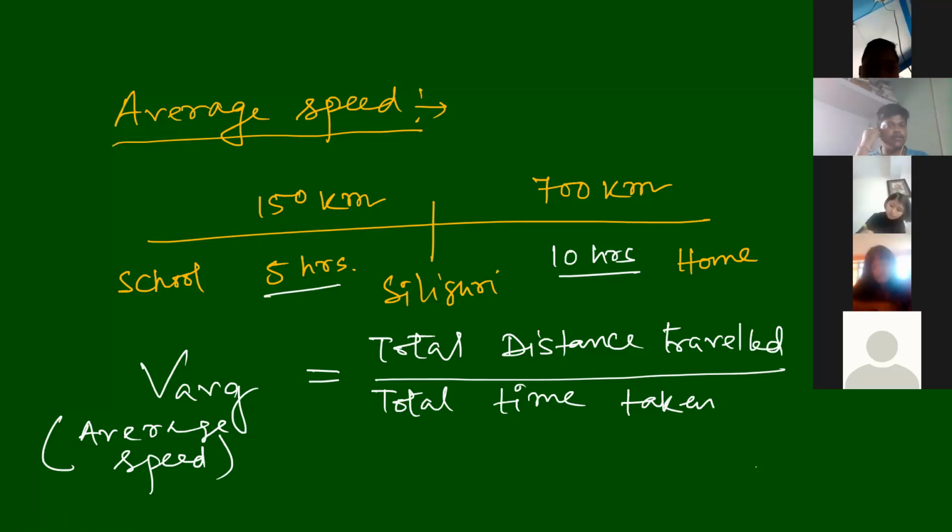Why that is written, everyone? Sir, what is that? V AVG, that is V equals to average. That AVG is written in suffix. It denotes the average speed. That's why I have written like this. V average means average speed is equal to that formula.